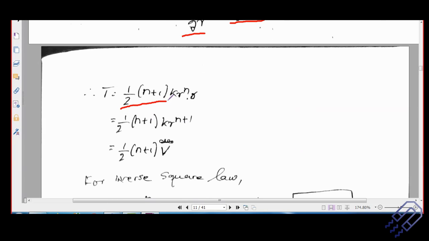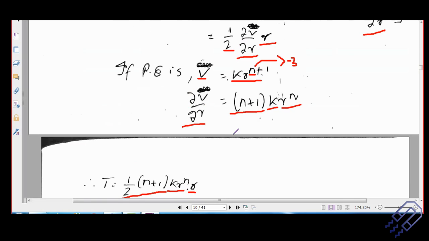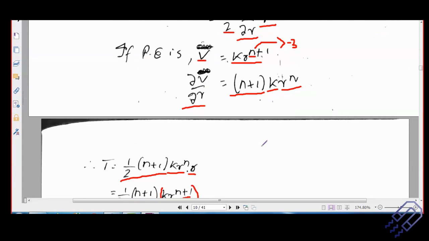So T is equal to half of n into k r to the power n into r. So this is half of n k r to the power n plus 1. You do have an additional r here, so it is r to the power n plus 1. So this can be written as half n into V, because what was k r to the power n plus 1? This was nothing but V. So you see V is k r to the power n plus 1.